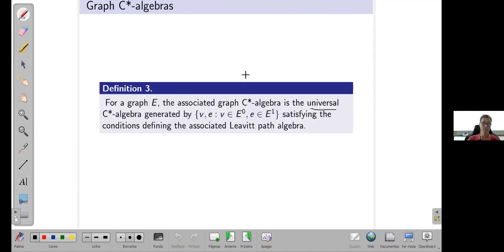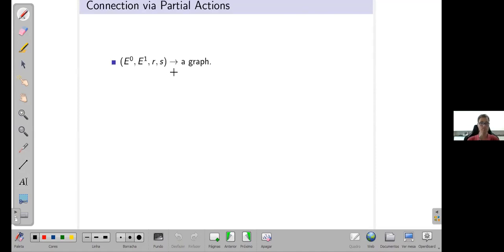Now that we have this, I'd like to make the connections between these two concepts. As I said, they're related. One is an algebra, and the C star algebra is the closure of the algebra. So I make this connection via partial actions, which is a very popular theme in Florianopolis. Some people say we are the world center for partial actions. We have a large group studying partial actions.